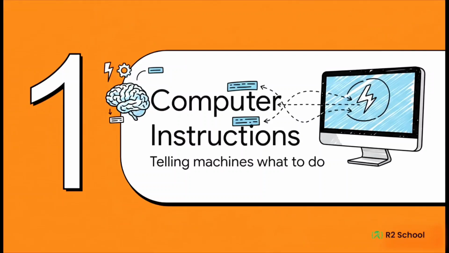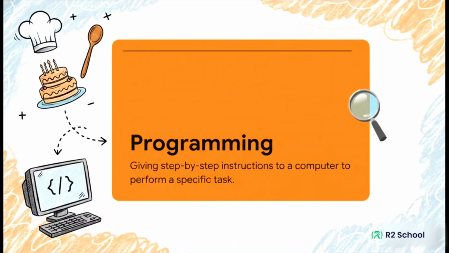A computer? It's incredibly fast and powerful, sure, but it can't think for itself, not even a little bit. It needs a set of super specific instructions to do anything at all. And that, right there, is the whole secret of programming. It's not some kind of dark art. It's just writing a recipe.